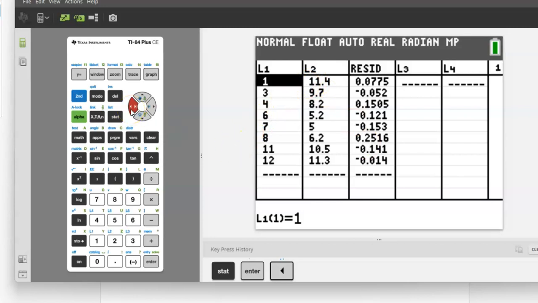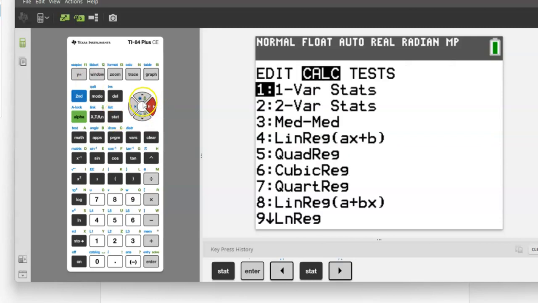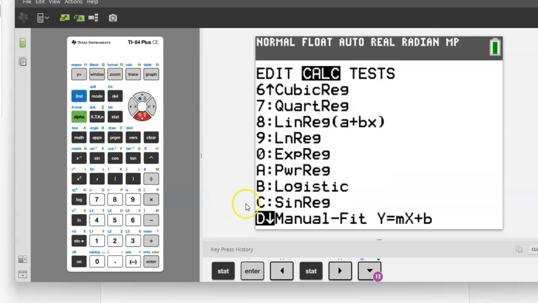All right, so let's run some regression. You go to Stat, you go to Calc, look at the options. What are we doing? Sinusoidal function. So which one looks like sinusoidal function? C, sine regression, right? So I'm going to try letter C. Hit enter.